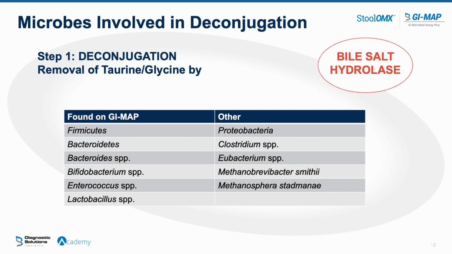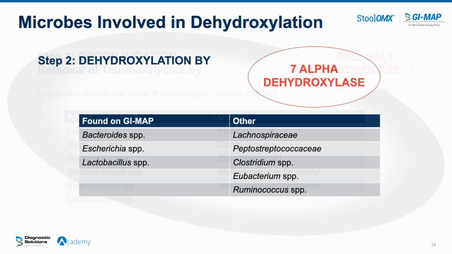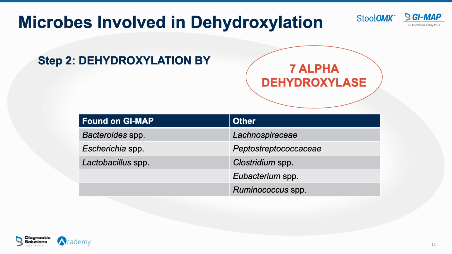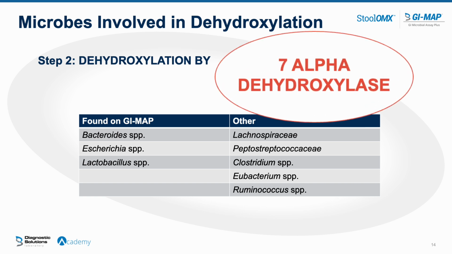Here you can see the microbes that use bile salt hydrolase in that first step of deconjugating the primary bile acids. And we can also see here how we can gain additional insights into the microbiome with these StoolOMX markers that add to what we can see on the GI map. Here are the microbes that use 7-alpha dehydroxylase to complete that conversion of our unconjugated primary bile acids into a secondary bile acid.